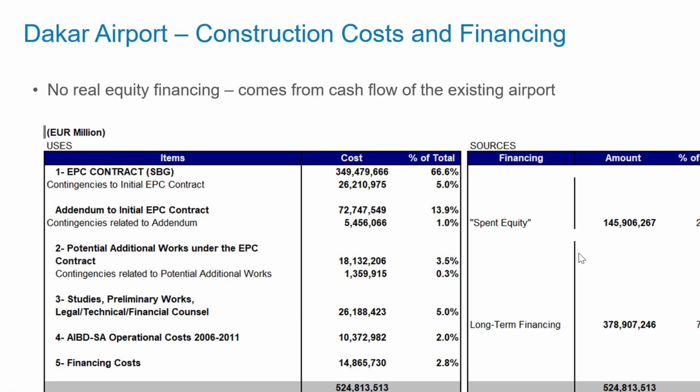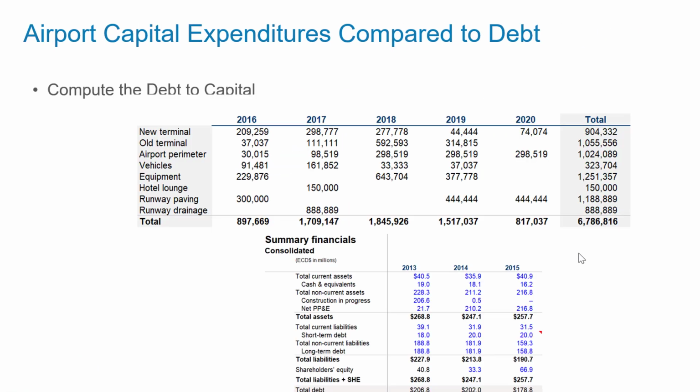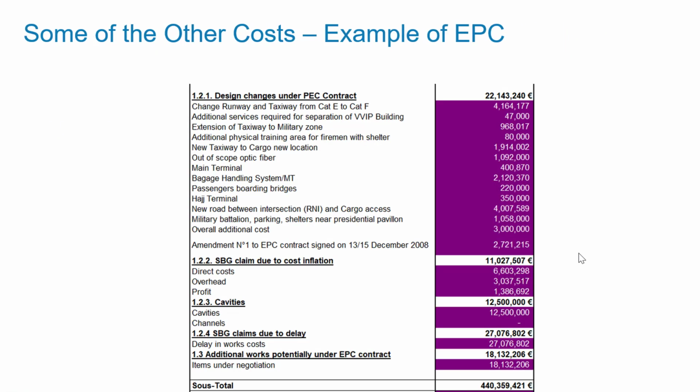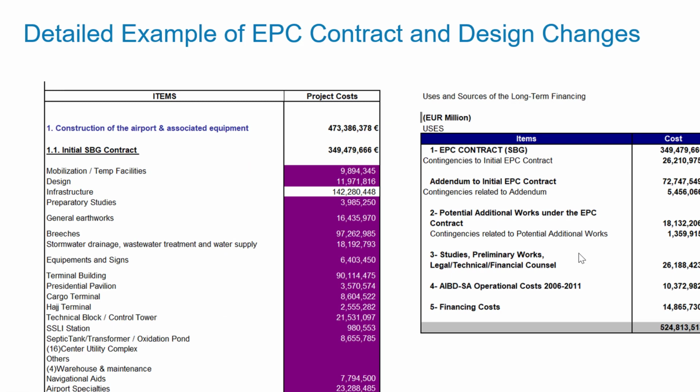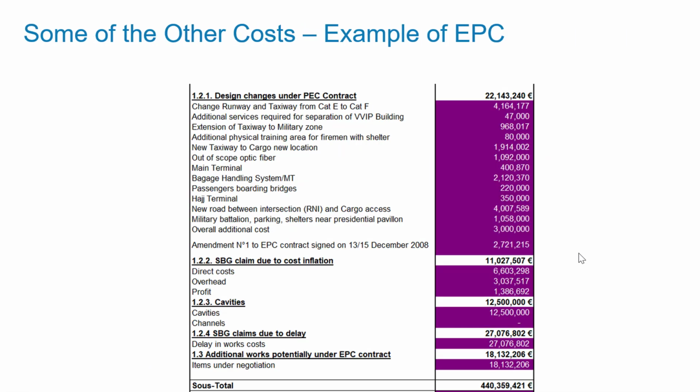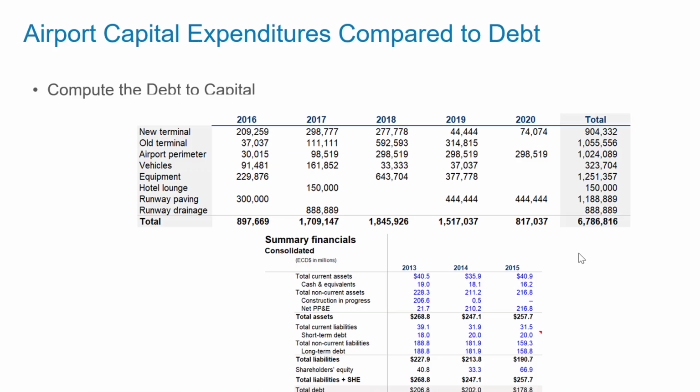So again, here's an example of all the EPC costs. I better go through that fairly quickly. It's just how much you're spending on the terminal and how much you're spending on all the other stuff, the runways, the duty free shops and all that stuff. Okay.